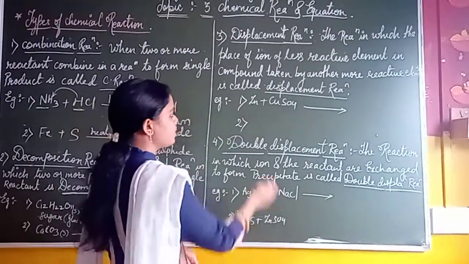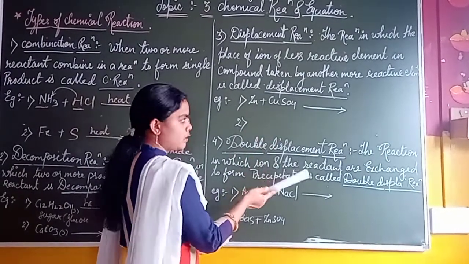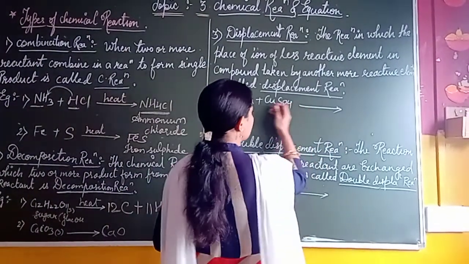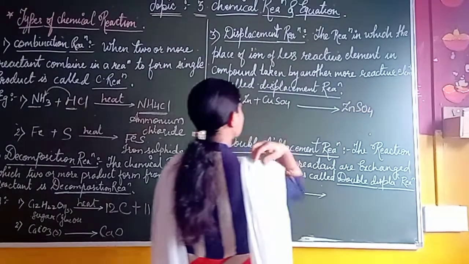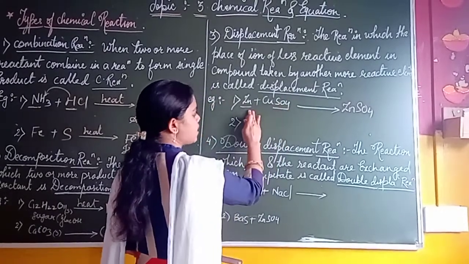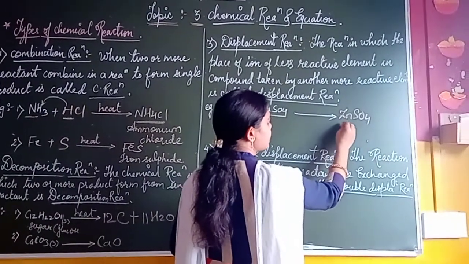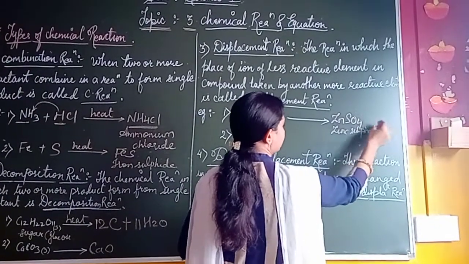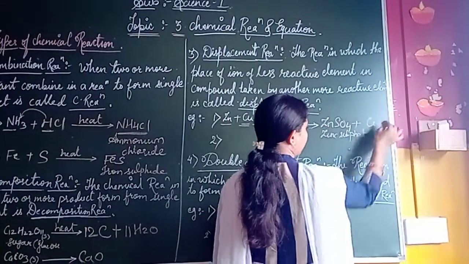Now, how the displacement takes place, we are going to see with different examples. Here I have written the example: Zn is zinc and CuSO4 is copper sulfate. So Zn plus CuSO4 gives ZnSO4. Zn and SO4 combine, so we have written the product ZnSO4, zinc sulfate, and the final product we get is copper, which remains as the end product.